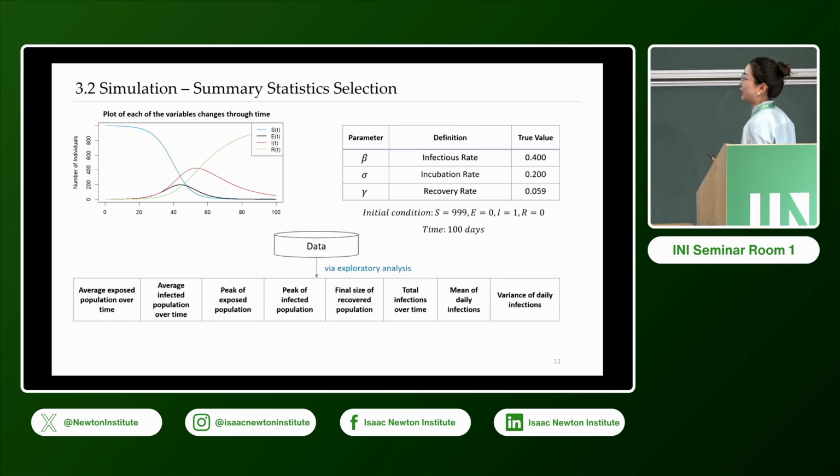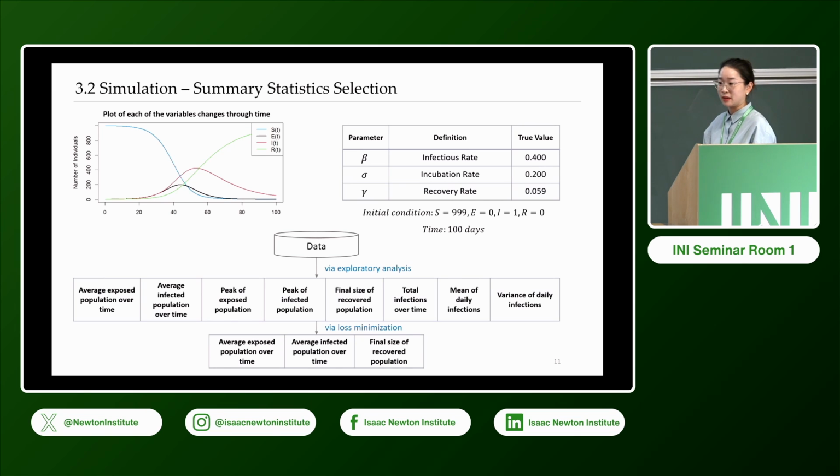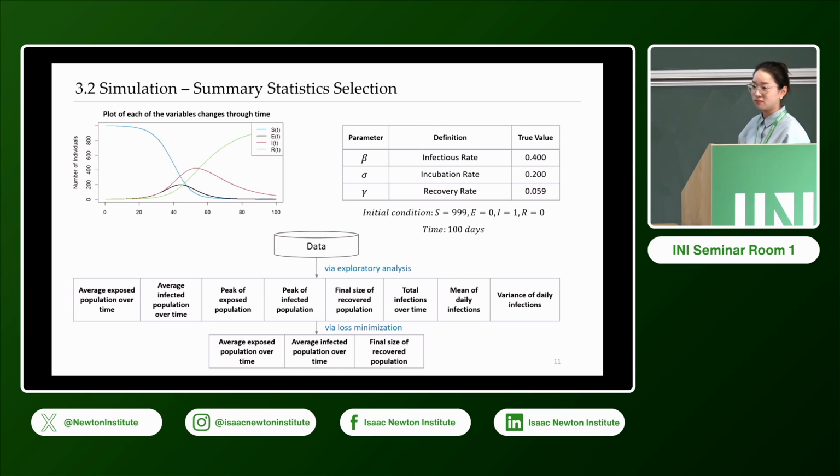Through exploratory analysis, we identified a candidate set of data features and tried to find a lower dimensional subset through the loose minimization method. This process suggested that the average exposed and infected population over time, and also the final size of the recovered population, can build up a basis for us to construct the synthetic likelihood.